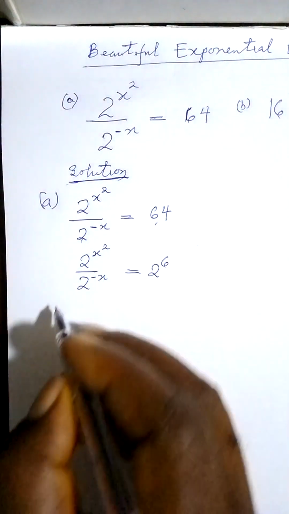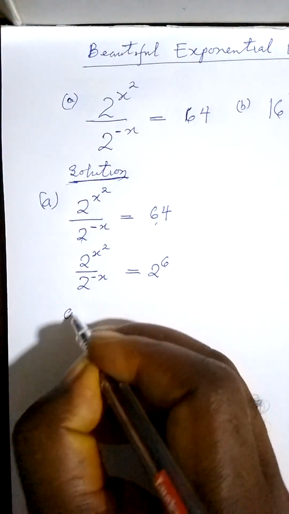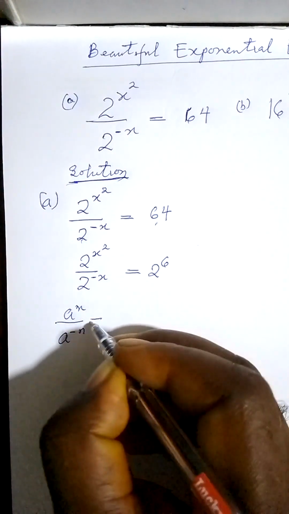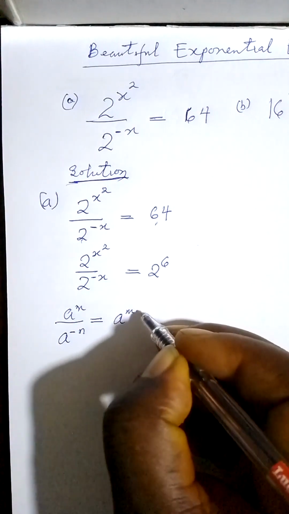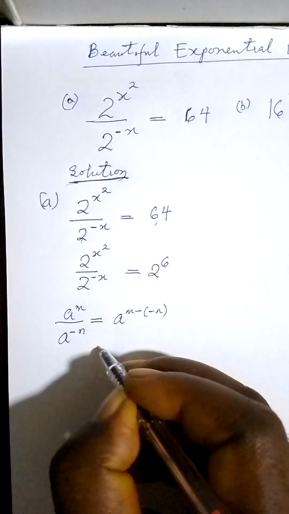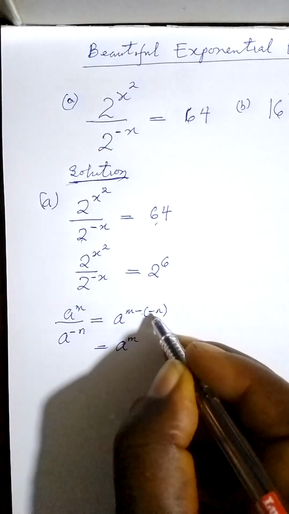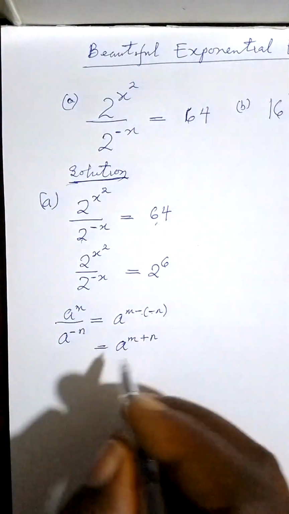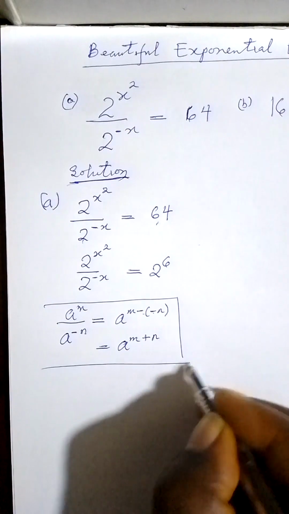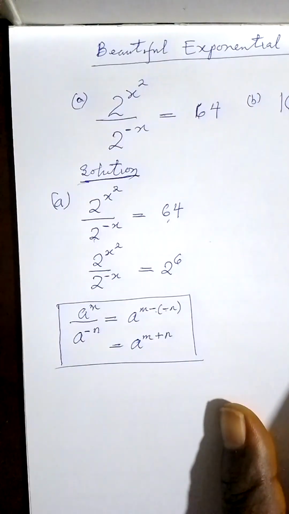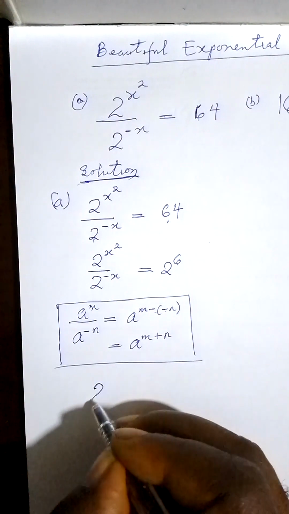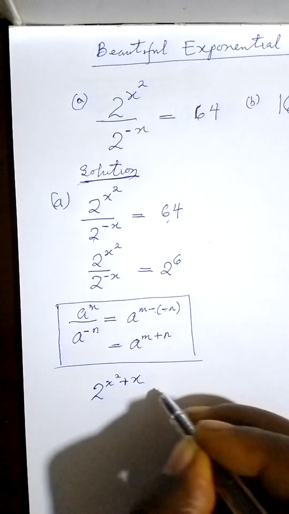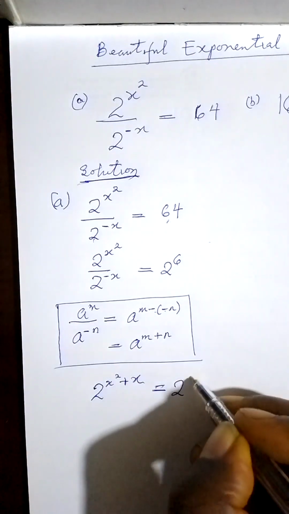And then of course, I'm going to apply this rule on the left hand side. If I have a to the power of m divided by a to the power of minus n, then it is going to be a to the power of m minus n. So we have a to the power of m, minus times minus is plus, then n. So we apply this rule to the left hand side, okay? And so the equation now becomes 2 to the power of x squared plus x equal to 2 to the power of 6.